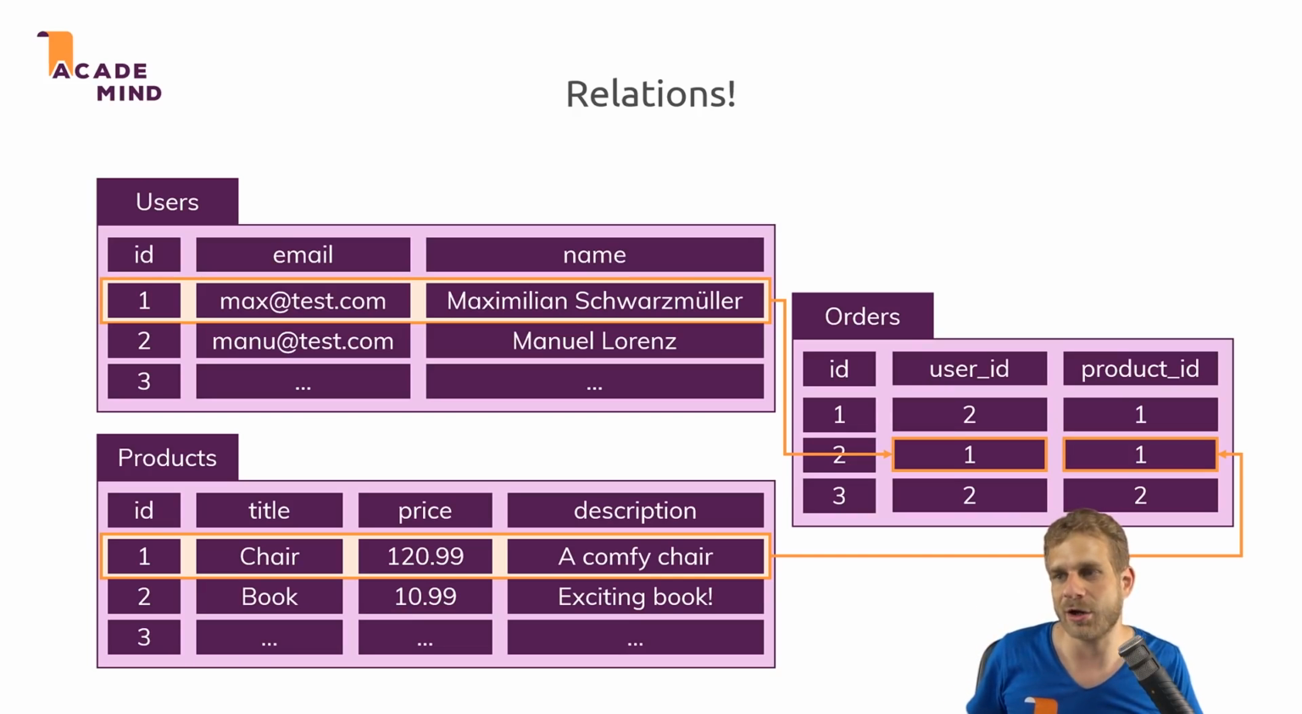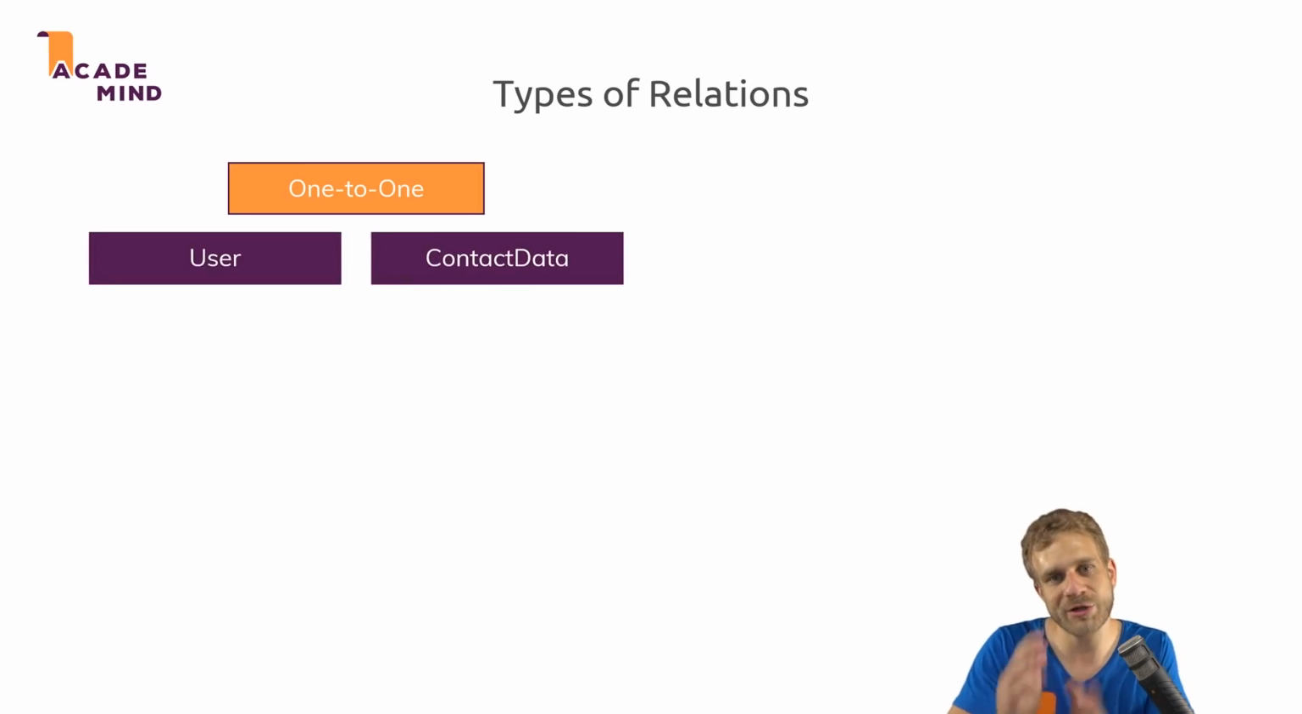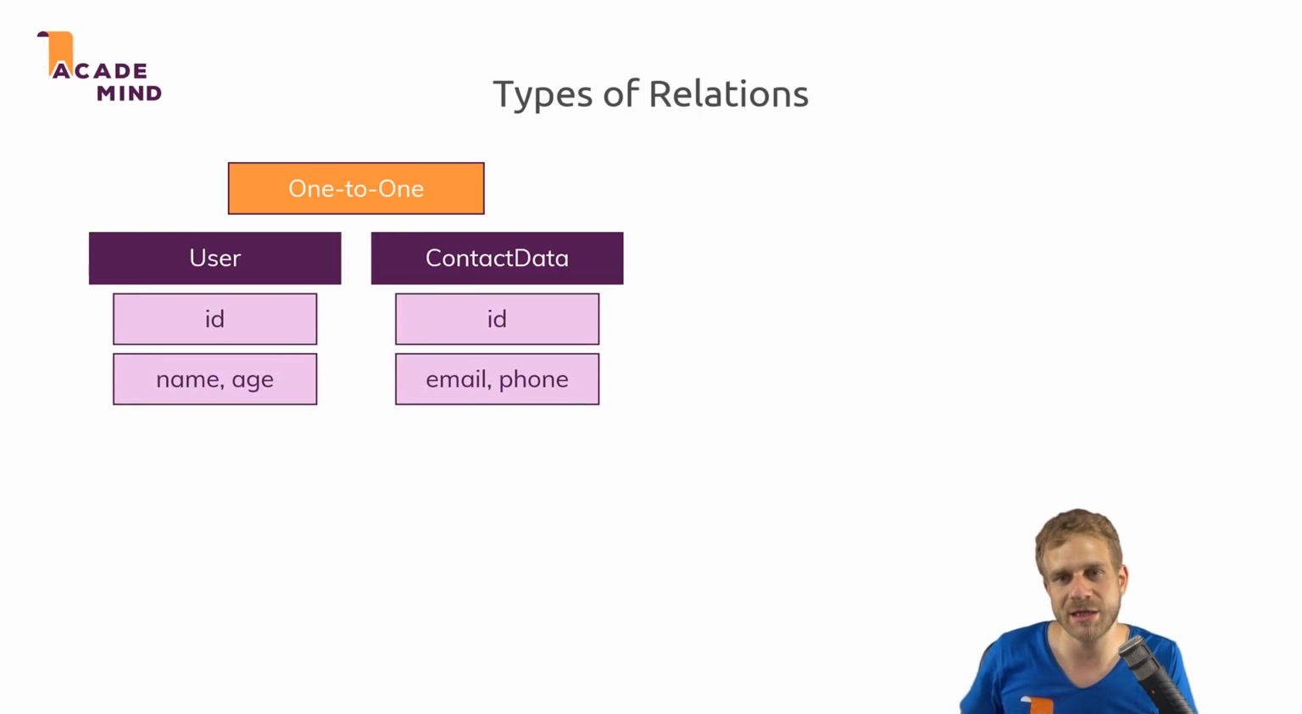By the way, there are multiple types of relations in a SQL world. We just saw the many-to-many relation. Obviously, we also got a one-to-one relation. Now, here's an example. We could have a user and we could have a table with contact data. The user maybe is made up of ID, a name, an age, and the contact data could be also an ID. Typically, every record has an ID in every table. But besides the ID, a contact data record could have the email and phone number fields.